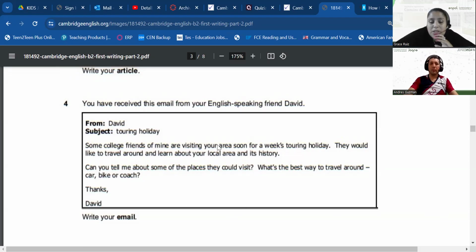But if it is an email, you have to see who the email is for in order to know if it is formal or not. In this case, you have received an email from your English-speaking friend, David. So it's a friend, informal. But if you have to write an email for your boss, for example, or a teacher or somebody, it should be formal. So it is important that you're able to identify the audience and, of course, write accordingly, because that's going to have a lot of weight.